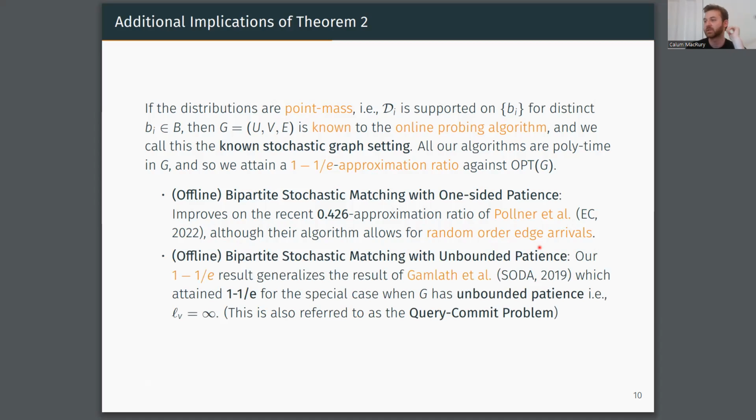And finally, let me mention one more kind of generalization of past results. There's a paper from SODA 2019, which studied the special case when the graph G has unbounded patience. So in other words, any online vertex can probe as many edges as it likes. This is also called the query-commit problem. And in this paper, the main result is a 1 - 1/e approximation ratio against the adaptive benchmark. And so we can view Theorem 2 as generalizing this result both to known-ID arrivals as well as to arbitrary patience values.